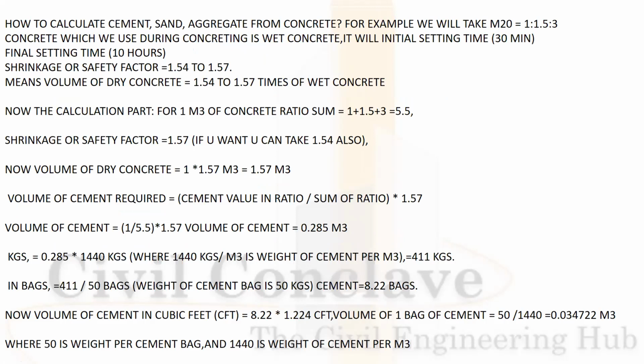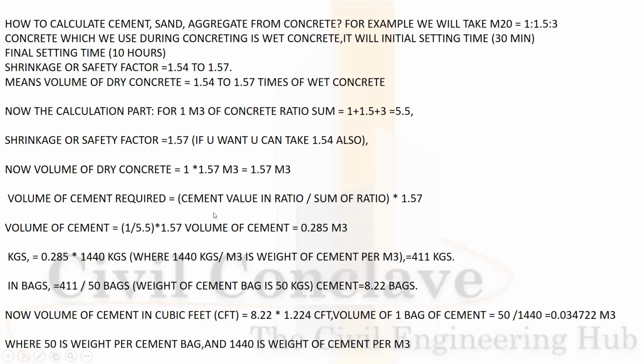How to calculate cement, sand, and aggregate for a concrete? For example, 1:1.5:3. Shrinkage or a safety factor will be 1.54 to 1.57. This means the volume of dry concreting will be 1.54 to 1.57 times that of wet concreting. Now let us take the calculation. The sum of the ratio, that is 1 plus 1.5 plus 3, is 5.5. Shrinkage safety factor is 1.57. Now volume of dry concreting is equal to 1 into 1.57, which makes 1.57 cubic meter.